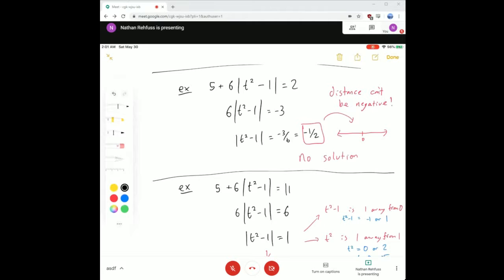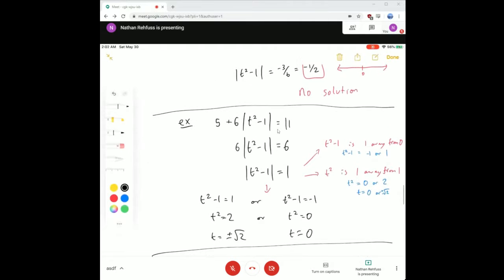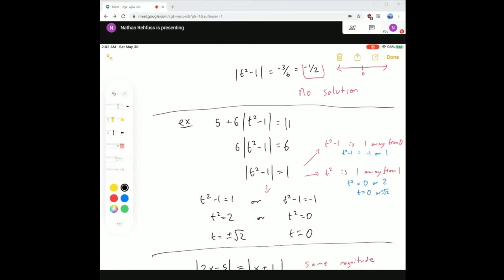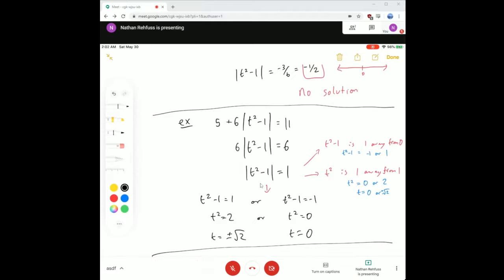Let's set up a different problem, slightly different, and say instead that the left-hand side was equal to 11. So I can subtract 5 from each side to get 6. And then I can divide both sides by 6 to get the absolute value of t squared minus 1 equals 1. Now there's 3 places you could go from here. You could say, okay, that means that the thing inside has a magnitude of 1. It's 1 unit away from 0, so it's either positive 1 or negative 1. And that's actually how we're going to set up the algebra. We're going to say this thing inside has a magnitude of 1, so either it's equal to 1 or it's equal to negative 1. Either of those things is 1 unit away from 0.